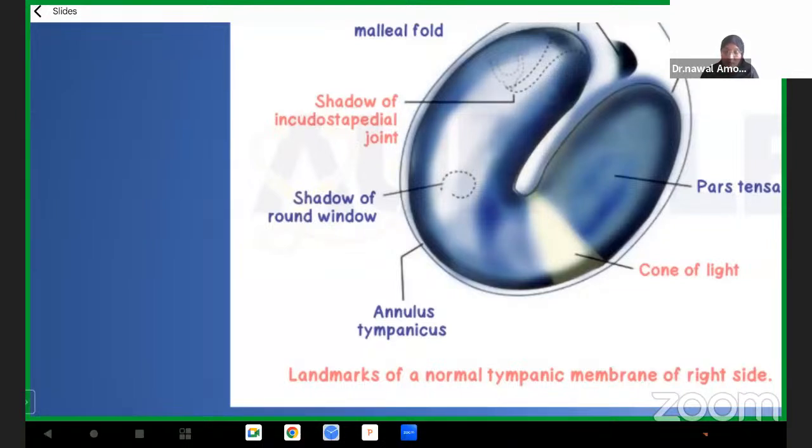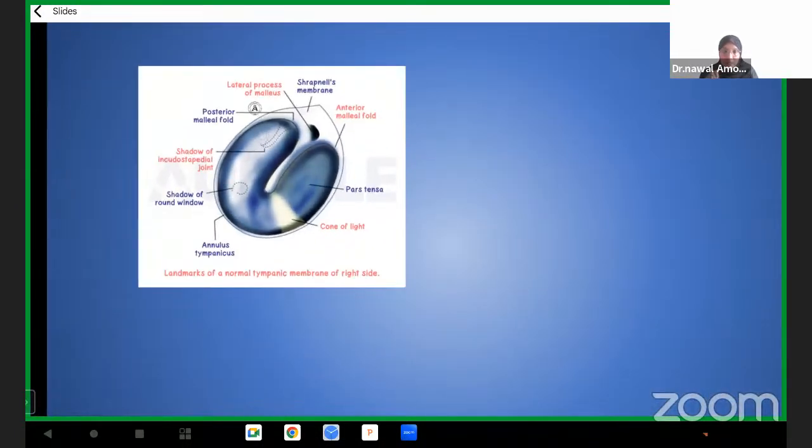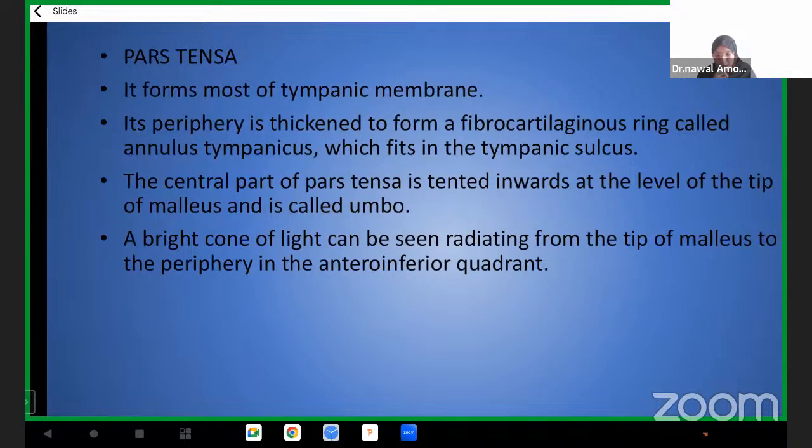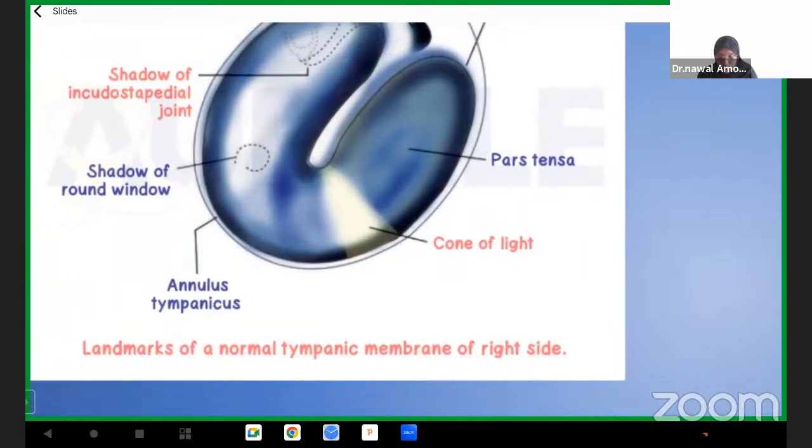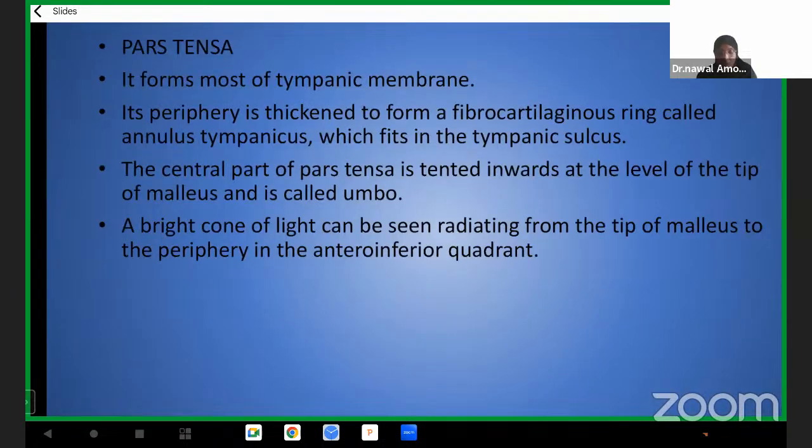Majority of the tympanic membrane is covered by pars tensa, and the outer layer is covered by a fibrocartilaginous rim called annulus. The central part of pars tensa is tented inwards, like a paper that is pulled inside, at the level of tip of malleus, and is known as umbo. The bright cone of light can be seen radiating from the tip of malleus to the periphery. This is also a part of pars tensa of the middle ear.